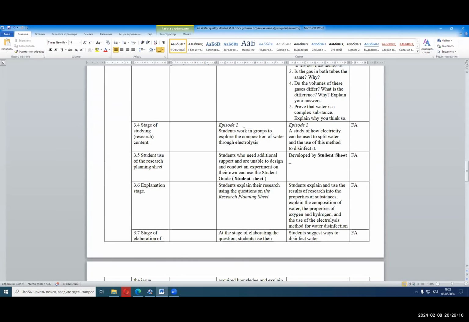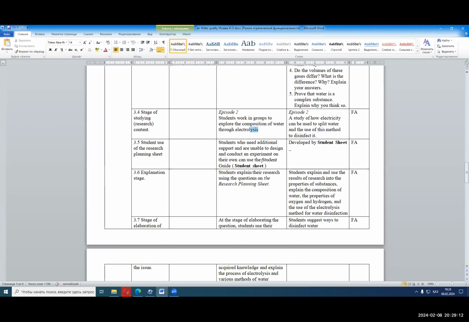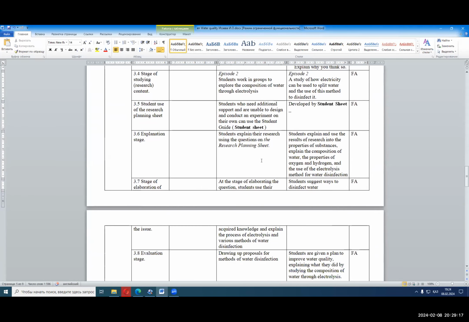Will you be using some? Will you be adapting any of the lessons from the water unit? Yeah, we will try to adapt as much as we can.